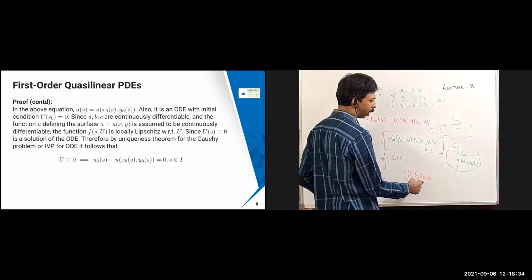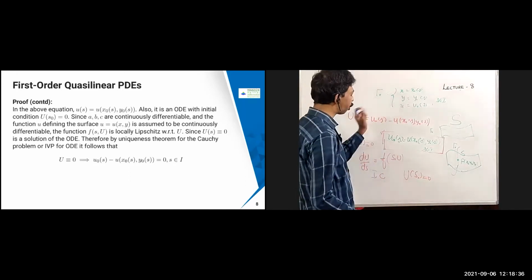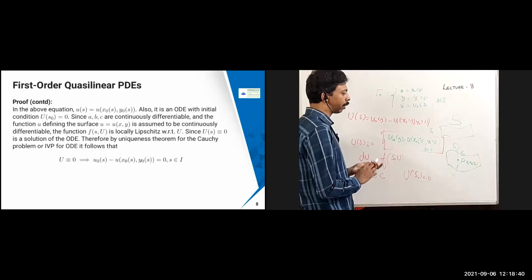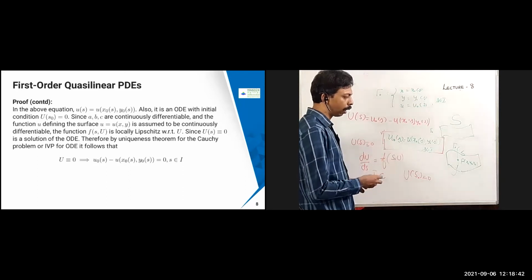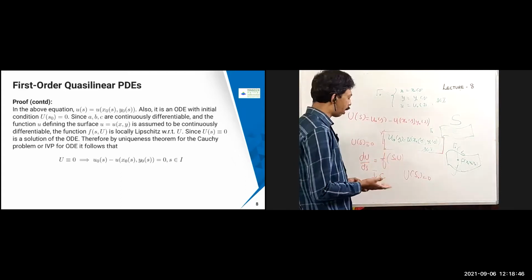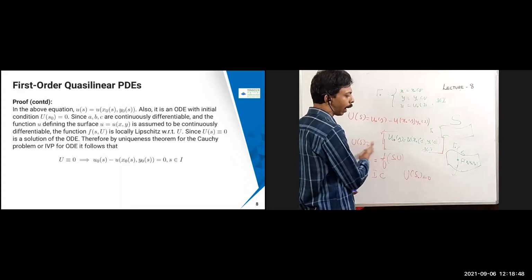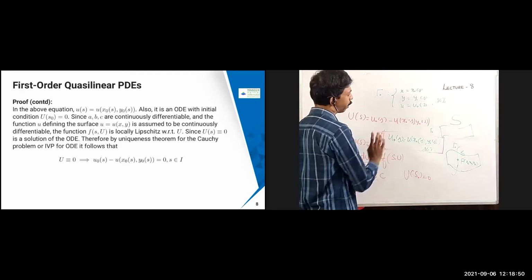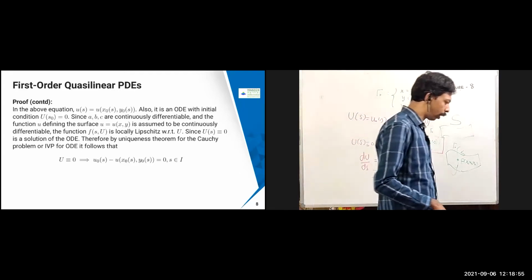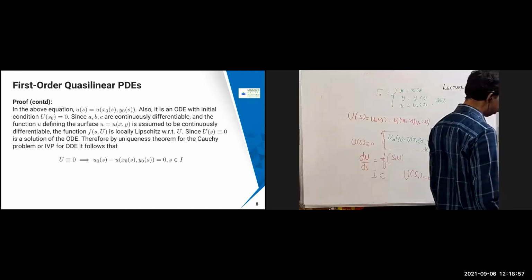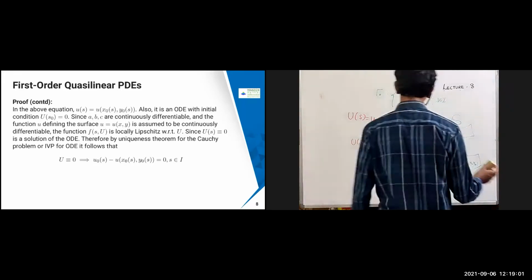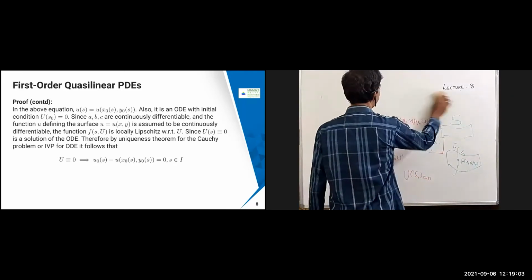Since u of s naught equals 0 and a, b, c are continuously differentiable, according to the existence and uniqueness theorem for the ODE problem, u is identically equal to 0. If you have any doubts on this one, let me know. Otherwise, I'll go to the next one. Any doubts? Any questions?